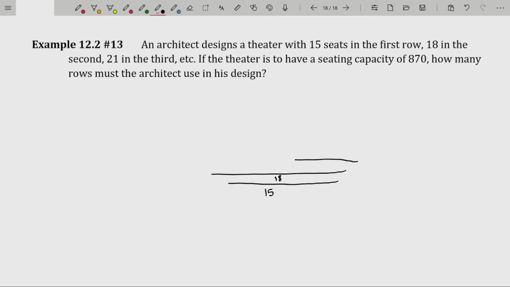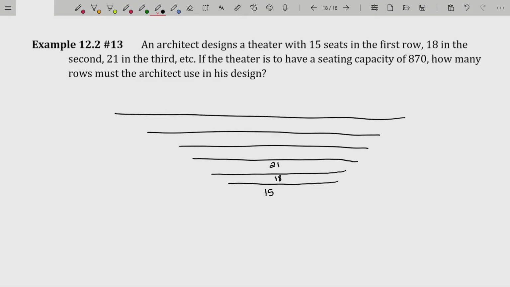And 21 in the third row. That makes sense, because theaters kind of widen out as you go up in the rows. So if the theater is to have a seating capacity of 870, how many rows must the architect use in their design? So I want to know, if we want all of these rows to add up to 870, how many rows?